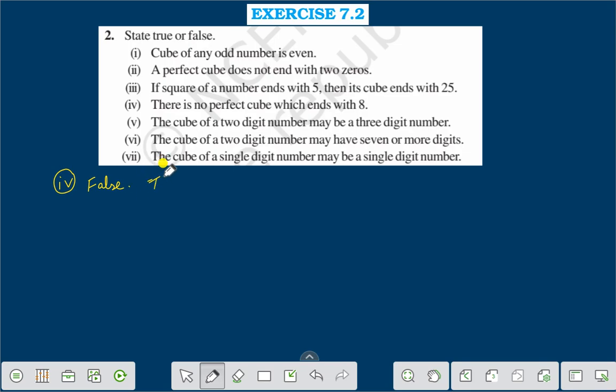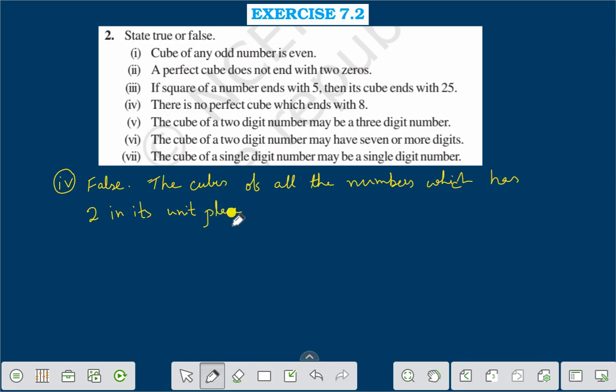The cubes of all the numbers which have 2 in their unit place will end with 8.